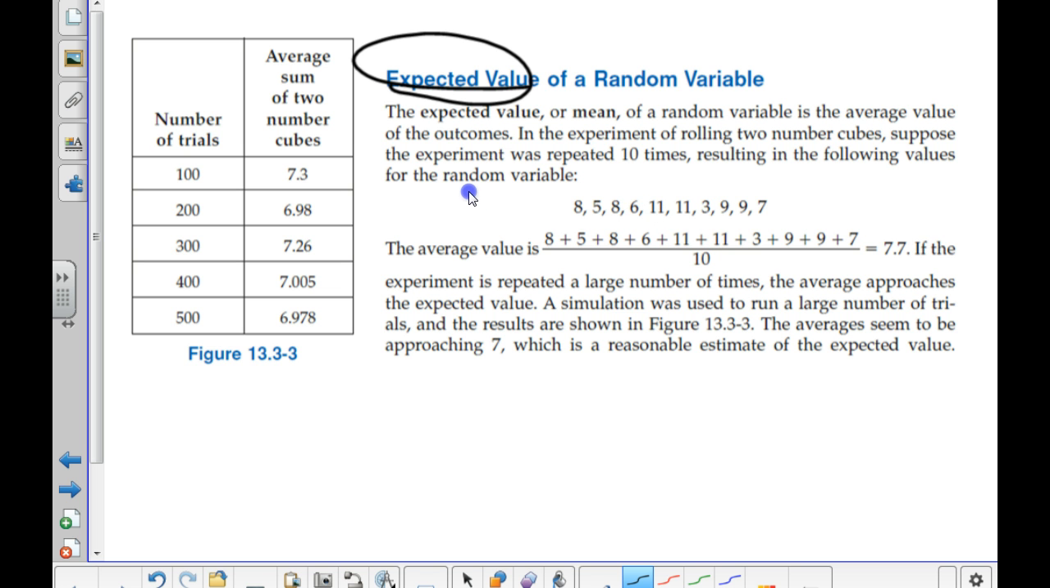Oh no, okay, this is the total on the dice for each of our 10 times we rolled them. My bad, I was not explaining that well. Okay, so the first time we rolled, the dice totaled 8, and so on. Then we rolled a 5, an 8, a 6, 11, 11, 3, 9, 9, and 7. When we averaged those 10 rolls, we got a 7.7. If the experiment is repeated a large enough number of times, the average will approach what's called the expected value.